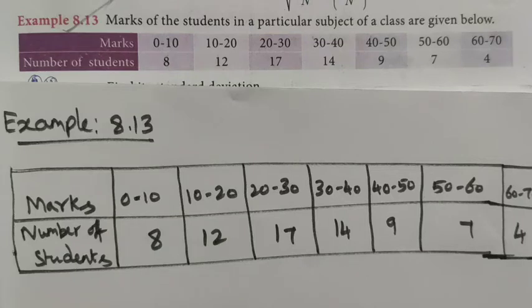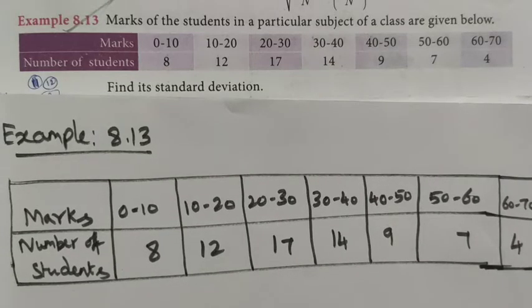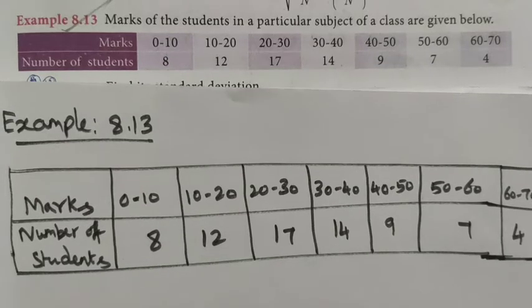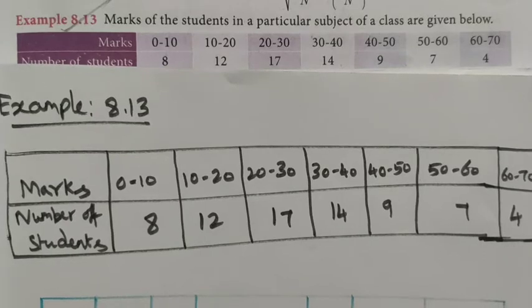See, class interval means we have the number in between 0 to 10. So 0 to 10 marks have 8 students, 10 to 20 marks have 12 students, like this. We want to find the standard deviation. So clearly the given data is grouped data. So here we are going to use the step deviation method to find the standard deviation of this.